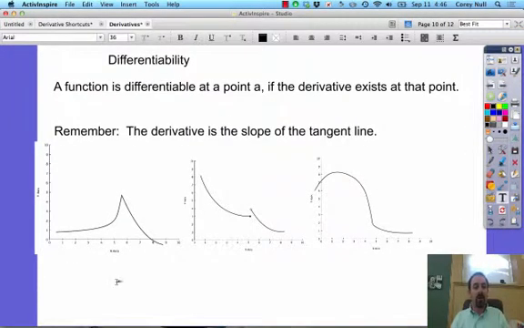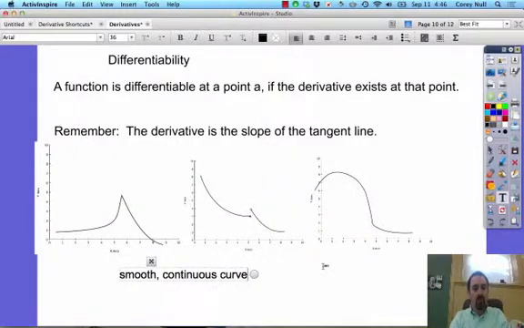So when you think about this, continuity, the formal definition was the limit as x goes to a of f of x equals f of a. Same thing with differentiability, it has a formal definition. The derivative exists because the limit from both sides exists. But when we think about differentiability, we can think about it being a smooth continuous curve.